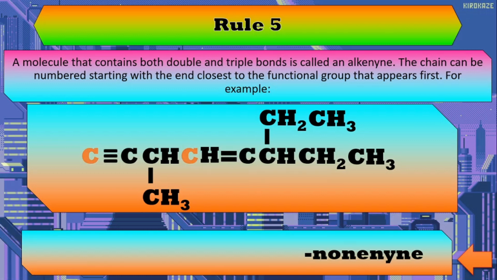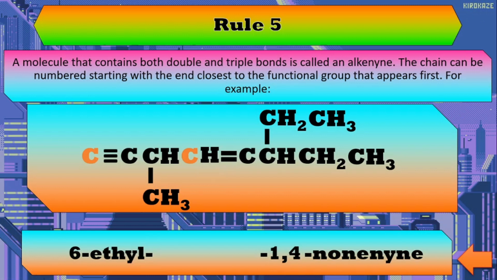Next, 1,4, since the double bond and the triple bond are attached on the first and the fourth carbon. First carbon has a triple bond and the fourth carbon has the double bond. Then next, according to the rules, alkyl groups must be arranged alphabetically. Ethyl attached on the 6th carbon. And last, methyl group, which is attached on the 3rd carbon. Therefore, the name of this molecular formula is 6-ethyl-3-methyl-1,4-nonenyne.